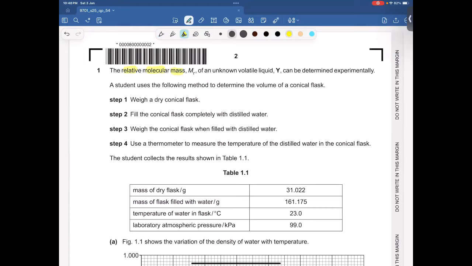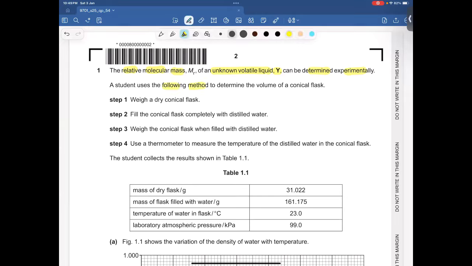The relative molecular mass of an unknown volatile liquid Y can be determined experimentally. Let me remind you that in AS, the gas syringe experiment can be used to determine the molecular mass of volatile liquids. So it's more likely the application of the general gas equation. But let's see what we have in this.